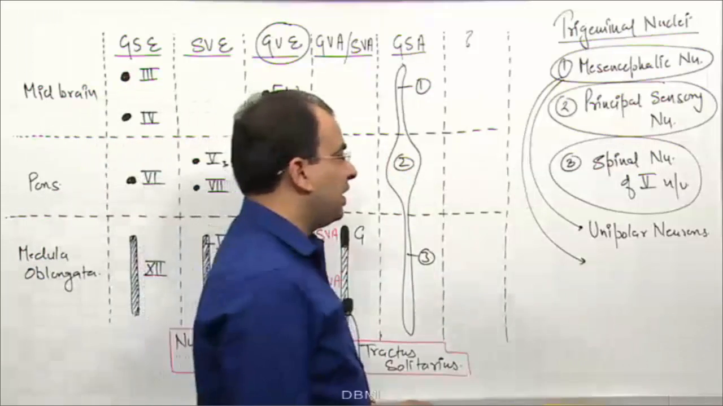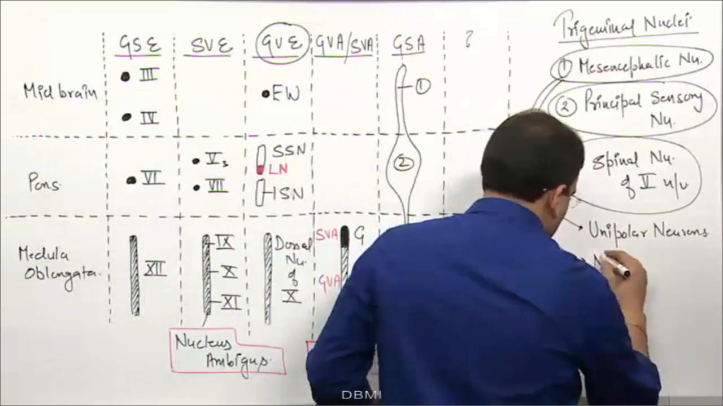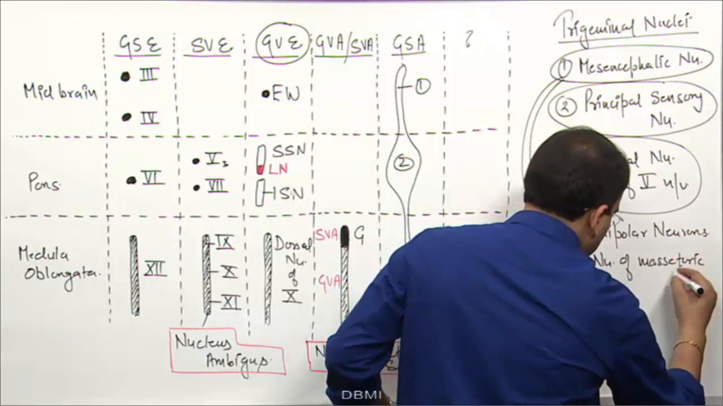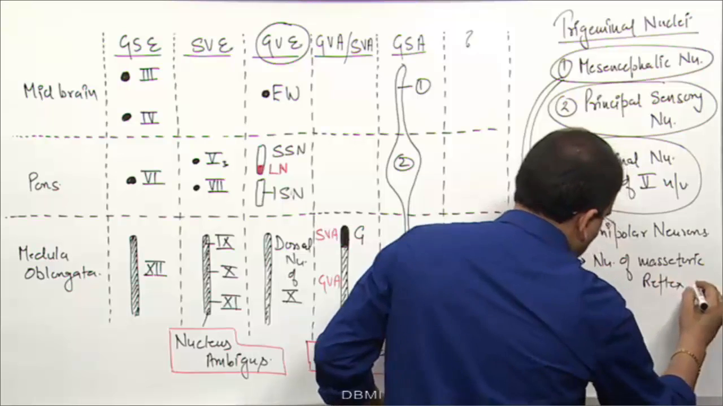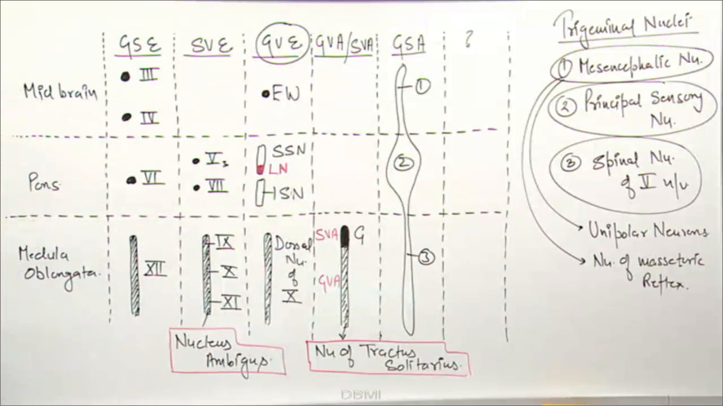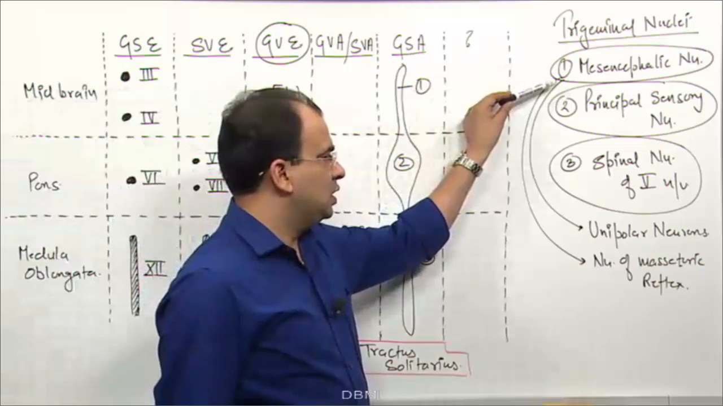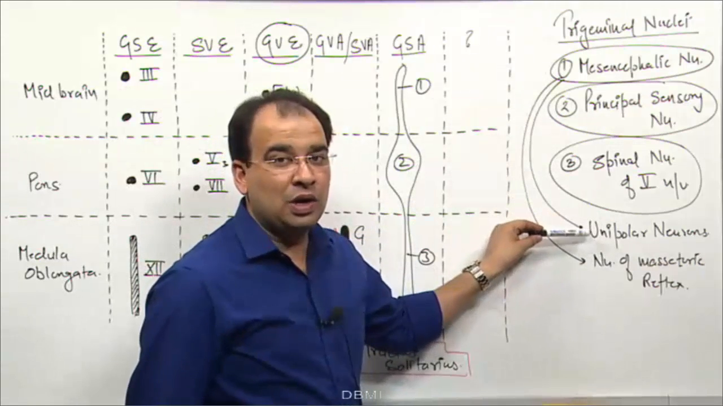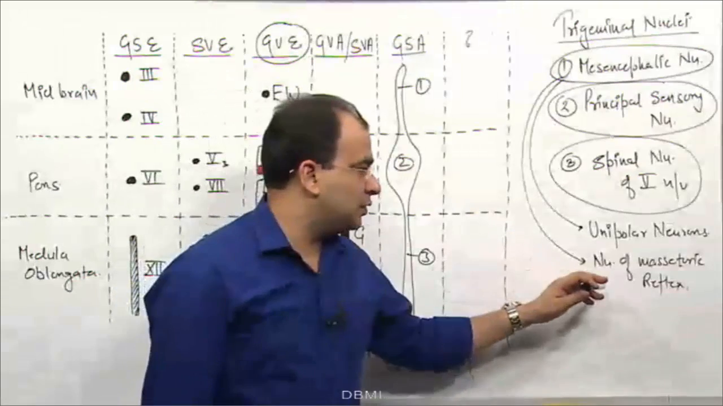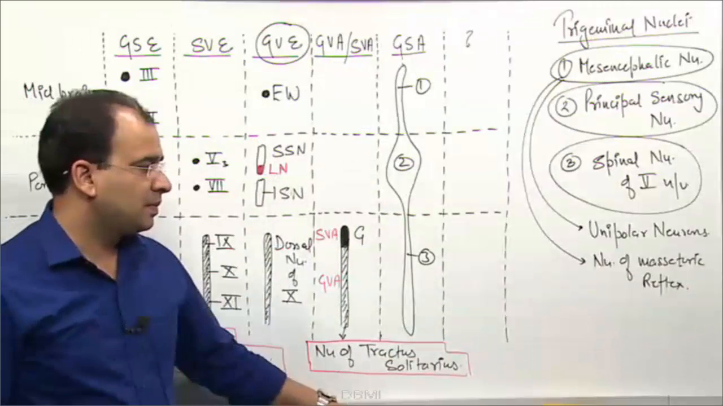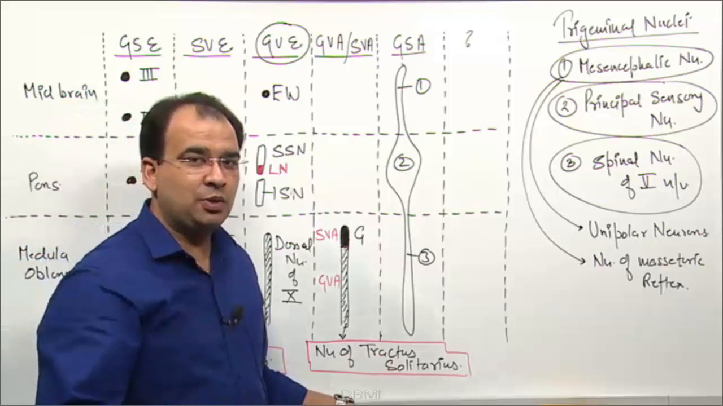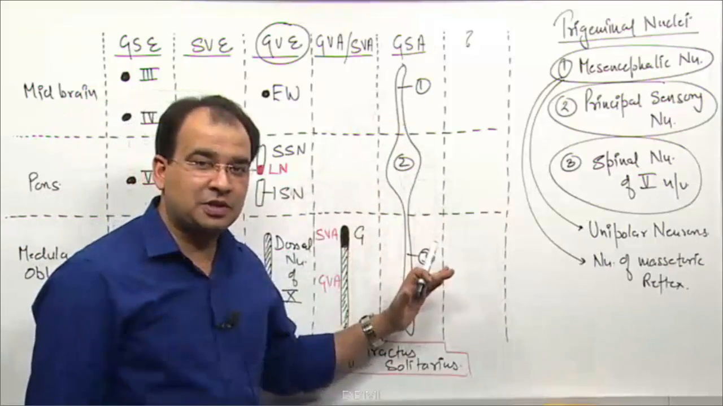And secondly, the mesencephalic nucleus is the nucleus for the masseteric reflex, or the jaw reflex. The jaw reflex nucleus is the mesencephalic nucleus only. So it's a proprioceptive nucleus which has the unipolar neurons, the only site for unipolar neurons in the CNS, and it's the nucleus for the masseteric reflex. So that's the special feature of this trigeminal nucleus. We have three different parts and three different functions.